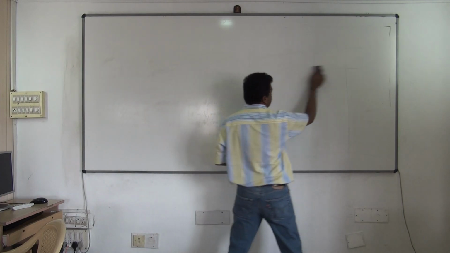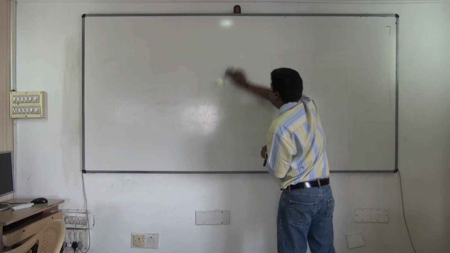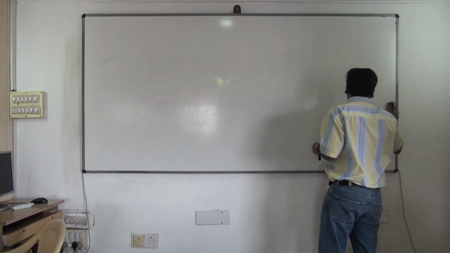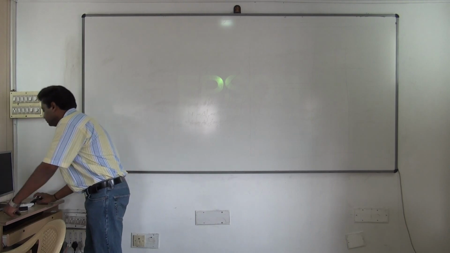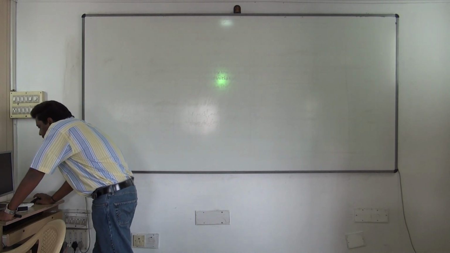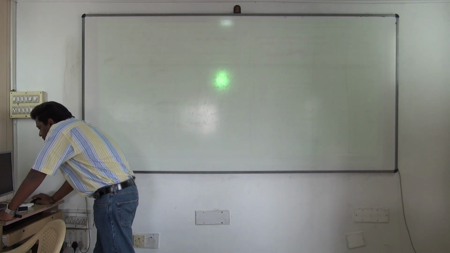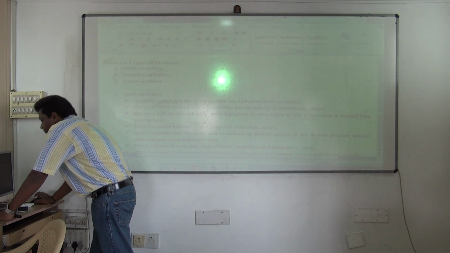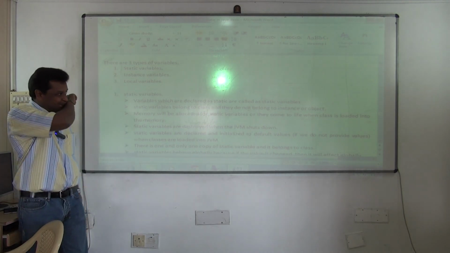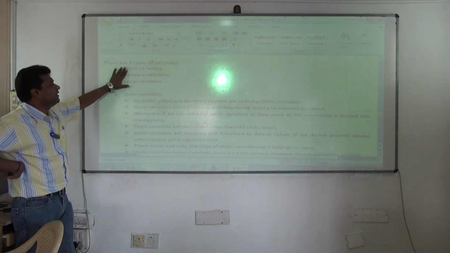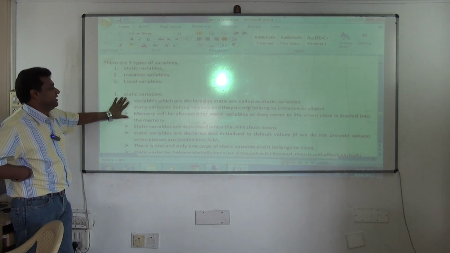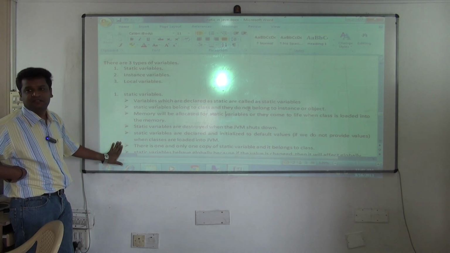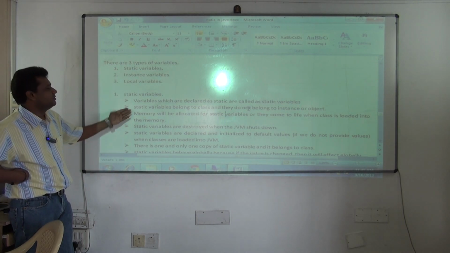So some notes are there, you can just make a note of all this, very important points. The summary of all this. There are three types of variables: static, instance, local. Static variables, I think we have discussed much about static variables last class. Same topic, nothing new.